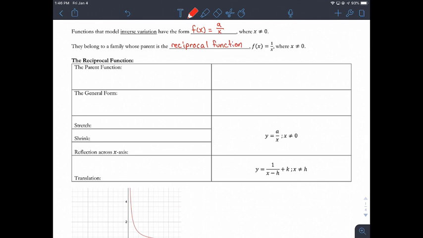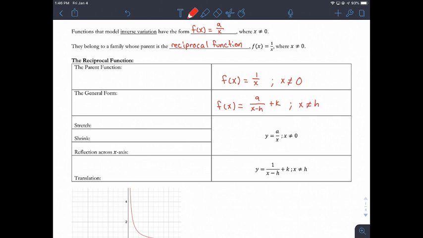Which is f of x equal to 1 over x, where x is not 0. The parent function of the reciprocal function is what we just said. It's f of x is equal to 1 over x, where x does not equal 0. The general form of this is a little bit bigger. That's going to be f of x is equal to a divided by x minus h plus k, where x does not equal h.